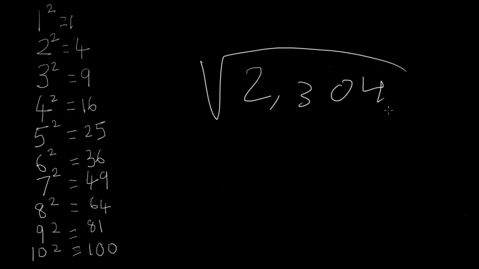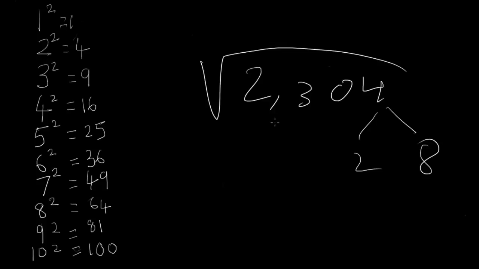We need to find two perfect squares that end in 4. So perfect squares that end in 4 are 4 itself and 64. The square root of 4 is 2, we're going to write that down. The square root of 64 is 8, we're going to write that down. Now we're going to need to decide which number we're going to use.